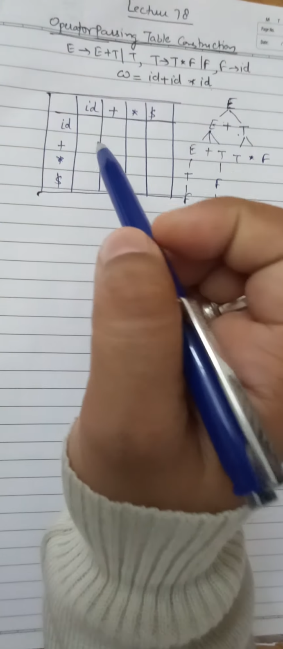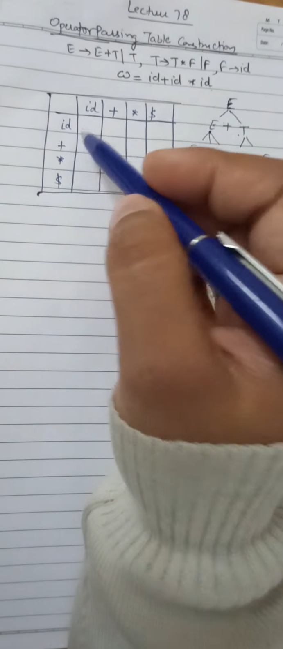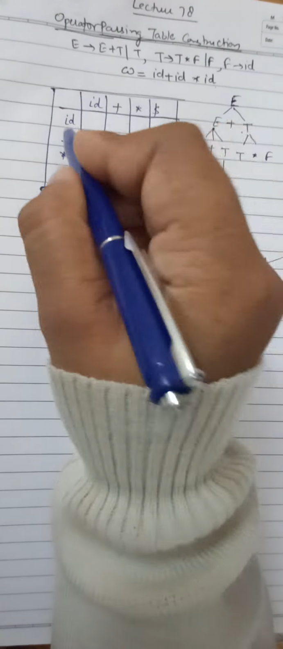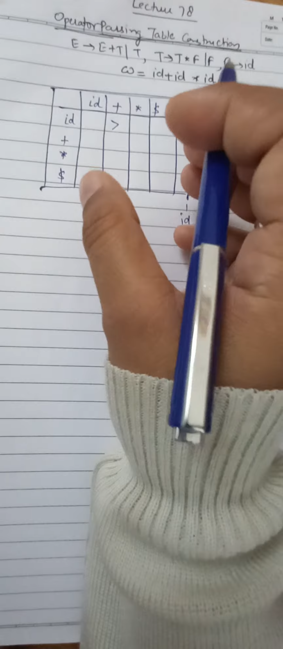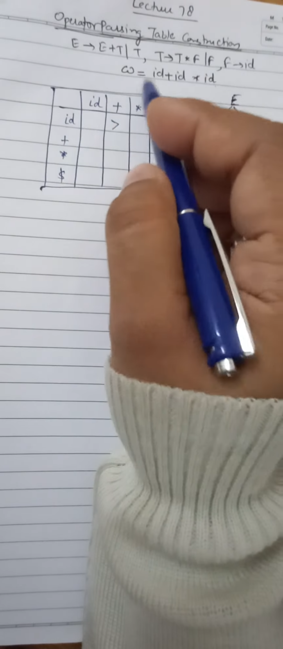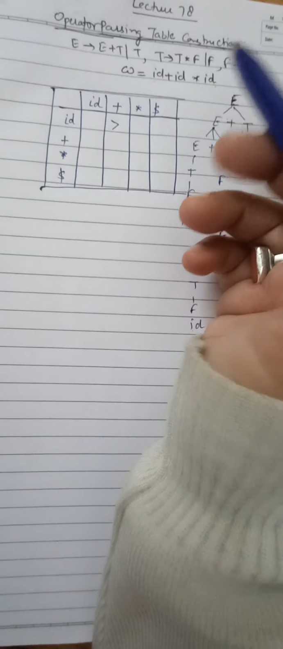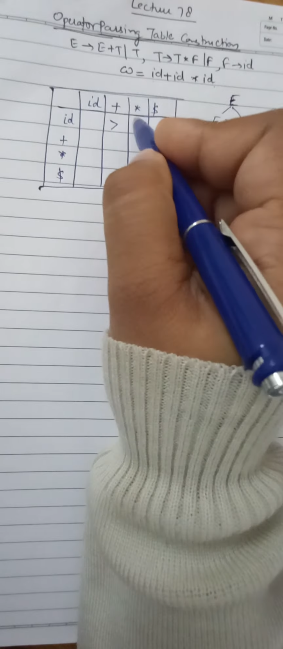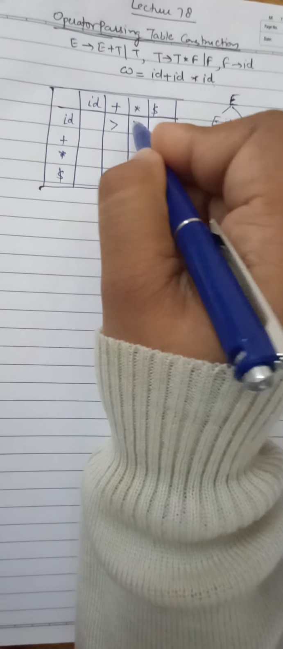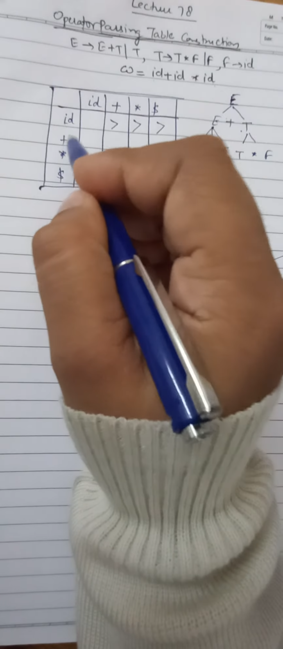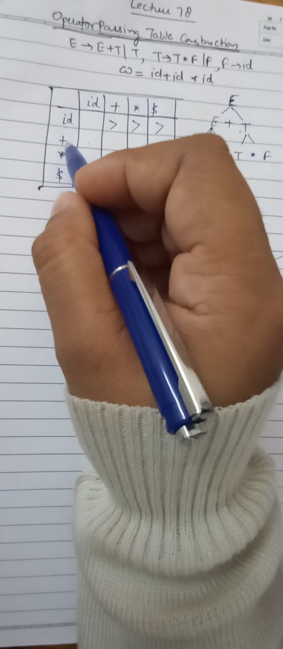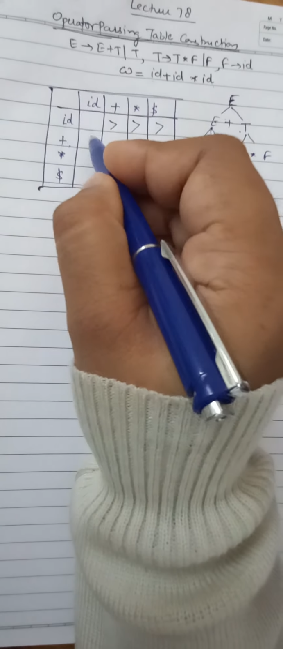So in this way, ID is the same, so no need to do anything. Then ID is always on the left-hand side, so it is greater than this. We can say the operand is always greater than the operator. This is the operand. Without an operand we cannot perform anything, so the operand always has higher priority than the operator. So ID is an operand, always greater than the operator. That's why the operator is always less than the operand. These are the operators, this is the operand, so it is always less than.